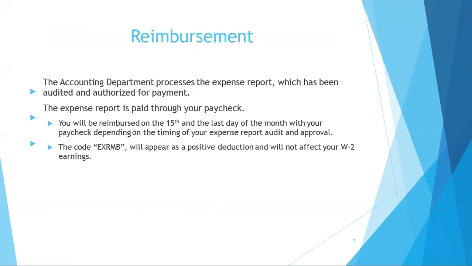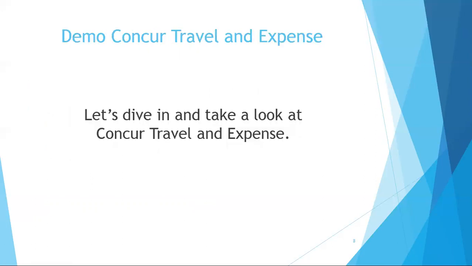To get reimbursed, once you submit the expense report, the accounting department audits and makes sure that all the receipts are there. You get reimbursed via your paycheck on the 15th and the last day of the month, depending on the timing. The code EXRMB for expense reimbursement will appear on your stub of your check, come as a positive deduction, and it will not affect your year-end earnings report.